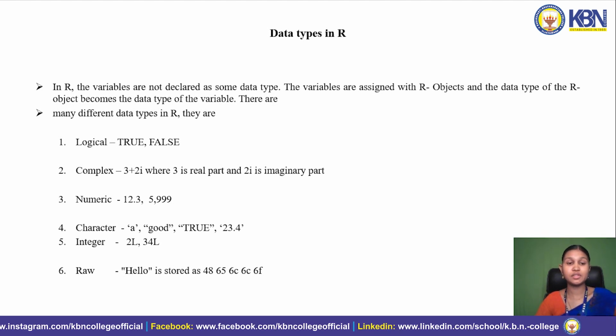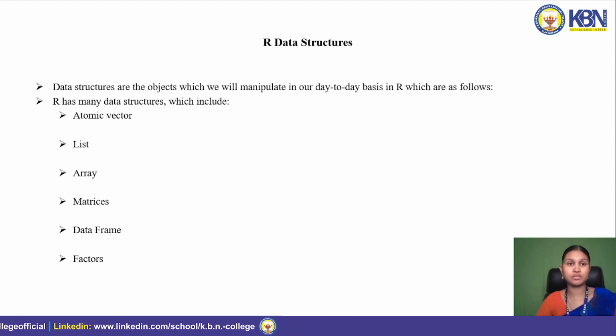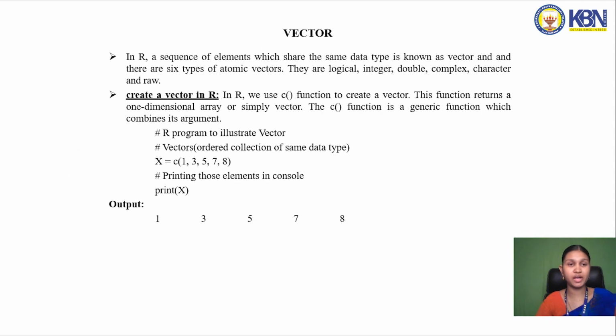Raw data means a mixing combination of data, like string data, logical data, complex data or numeric data. All types of data are known as raw data. Next, previously I discussed these R data structures: the first one is the atomic vector, the second one list, the third one array, the fourth one matrices, then data frame, and the next one factors.